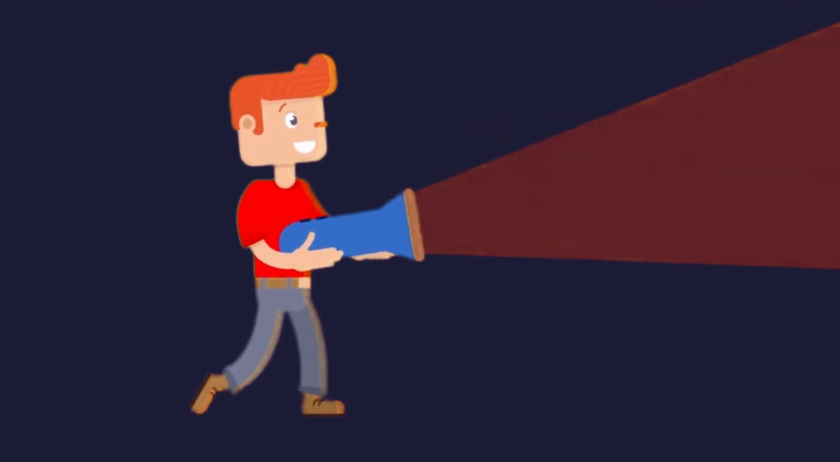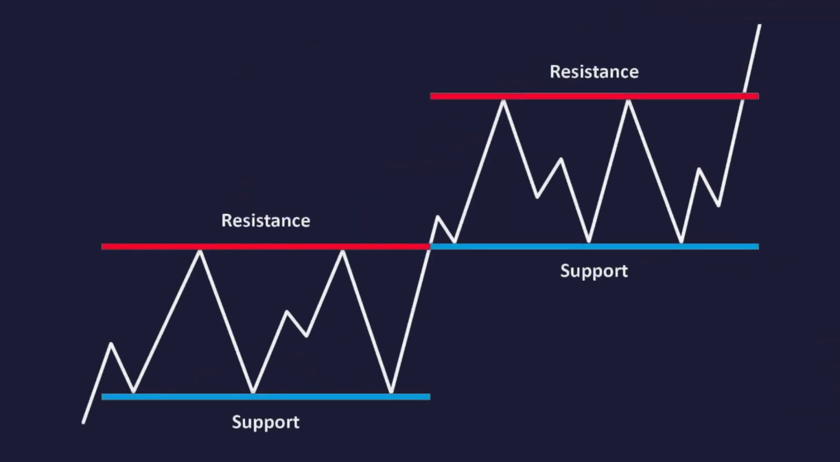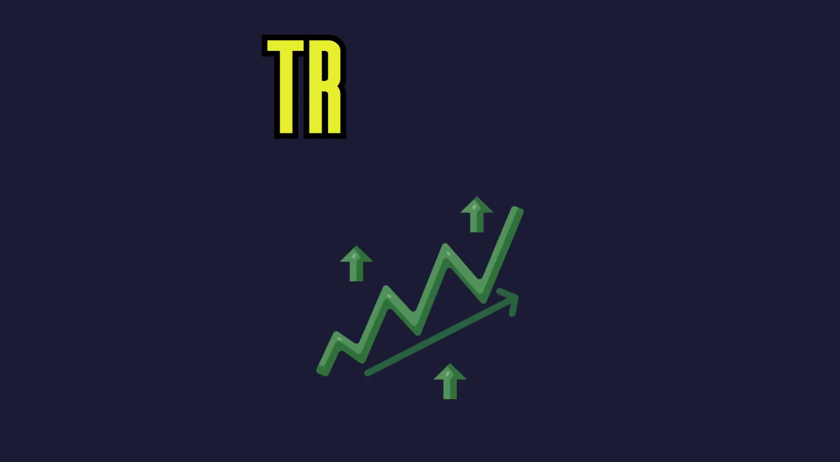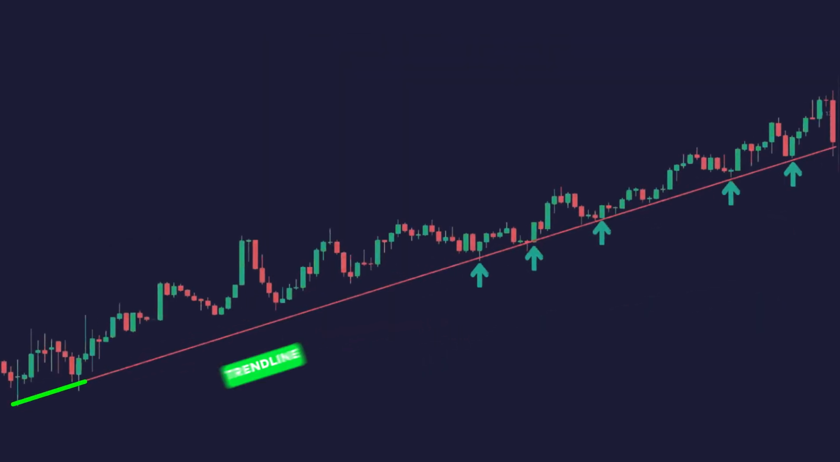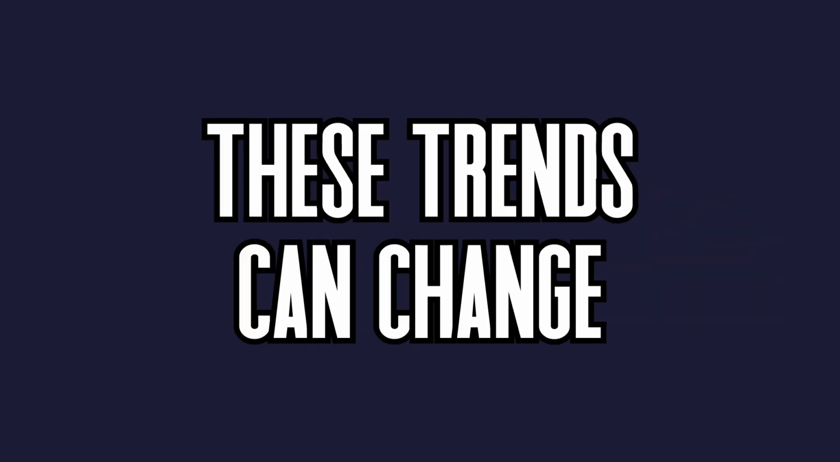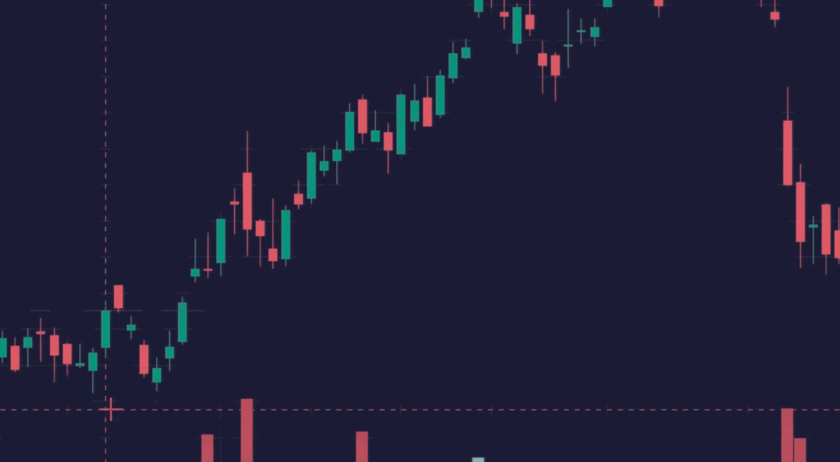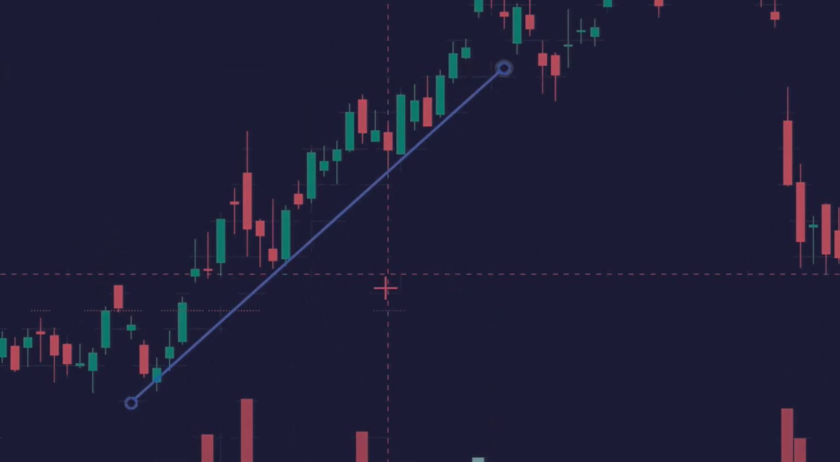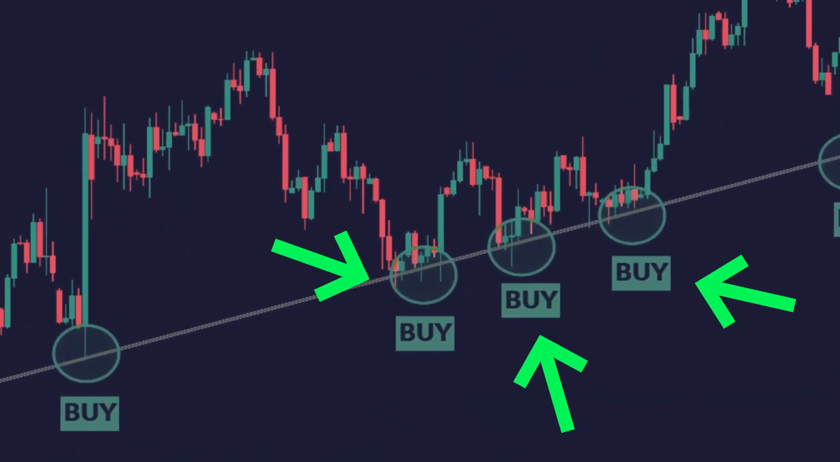All right, so there are a couple of ways to spot support and resistance levels in the market. The first and most commonly used one is the trend line. A trend line is a line that shows whether the price of financial assets is generally increasing or decreasing, and these trends can change over time. When you're drawing trend lines, just make sure to pick out at least 2 or 3 of the important price points over a certain period of time.